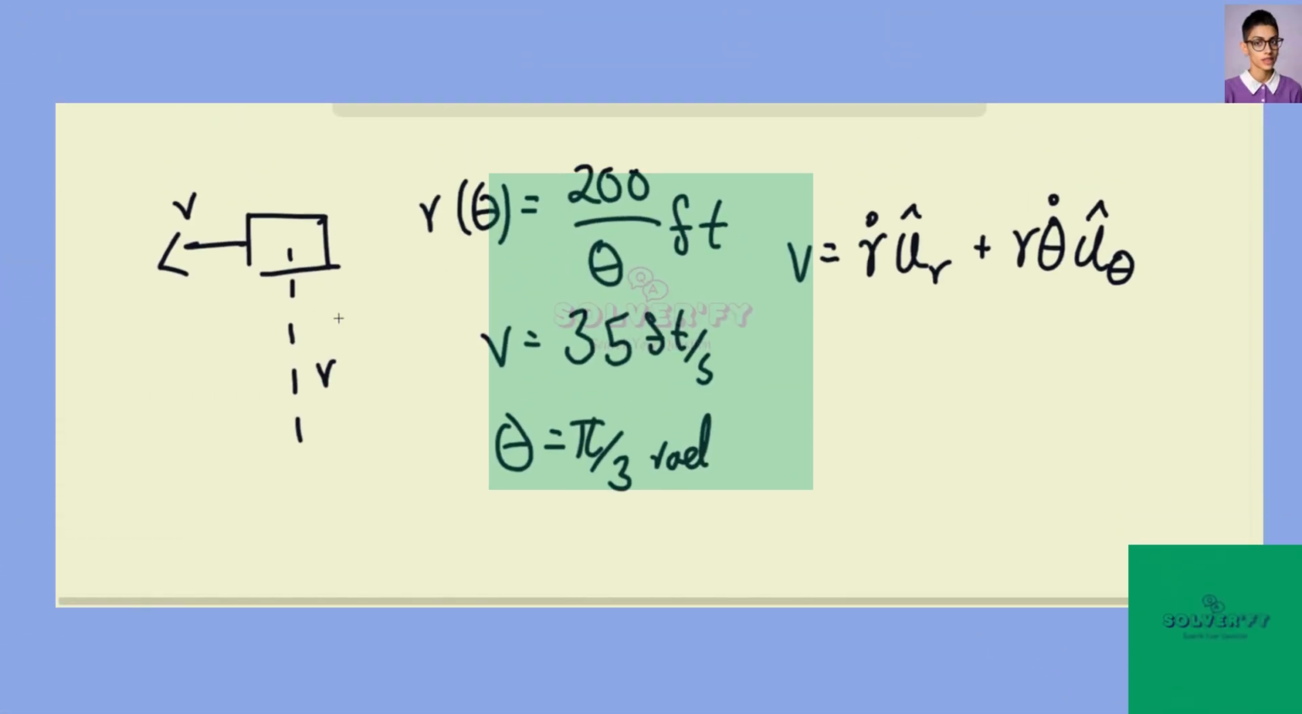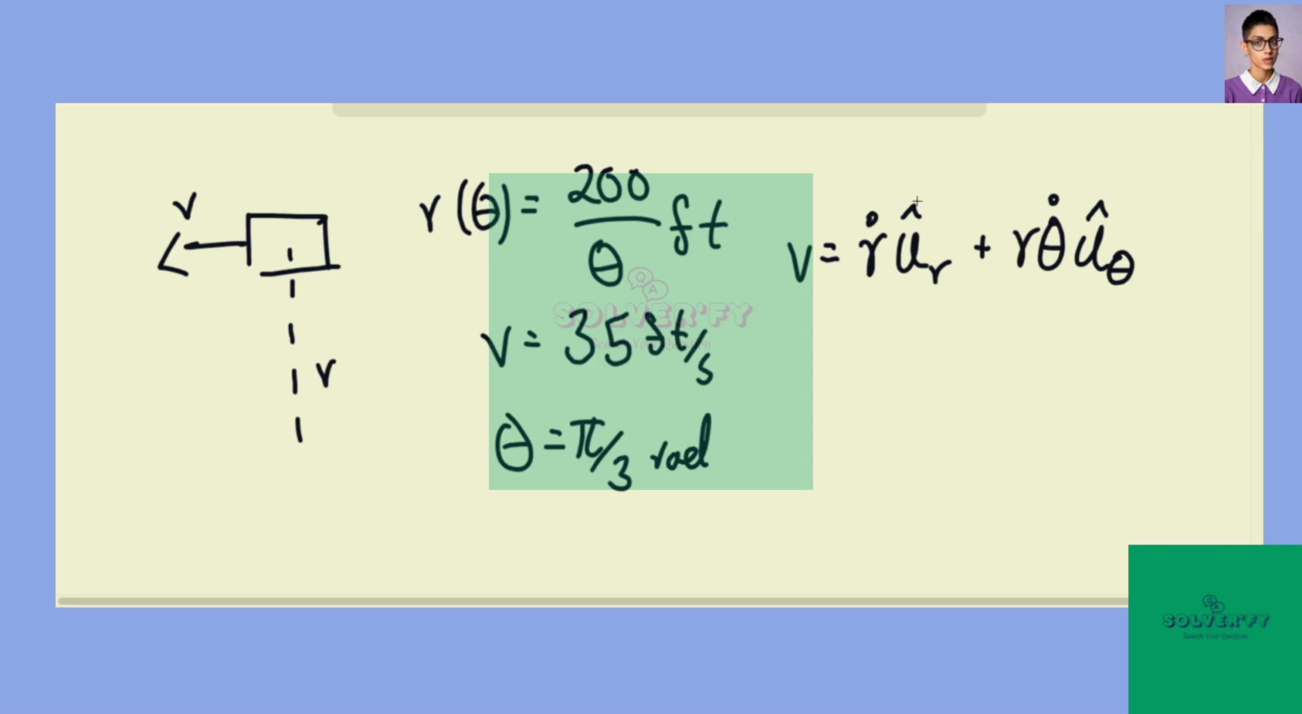In this problem, we have a car moving with a constant velocity of 35 feet per second along some path defined by r of theta equals 200 over theta feet. And we want to find the radial and transverse parts of the velocity when the angle that the car forms is pi over 3 radians. So I've gone ahead and written out the formula for this.